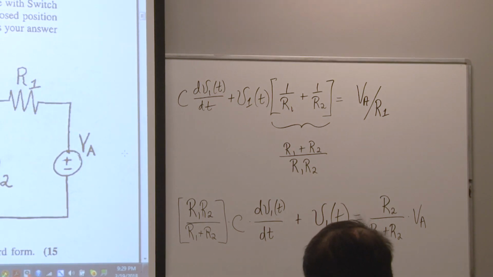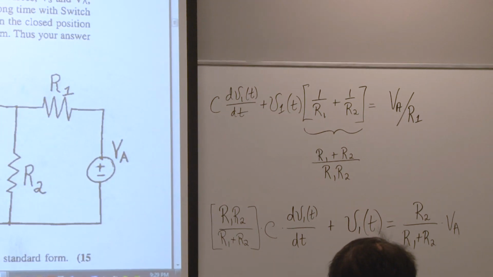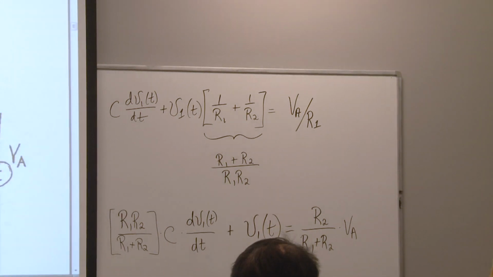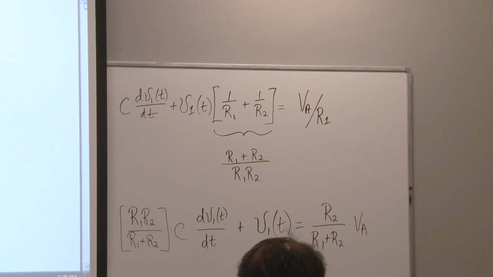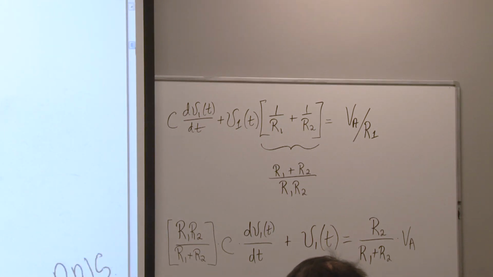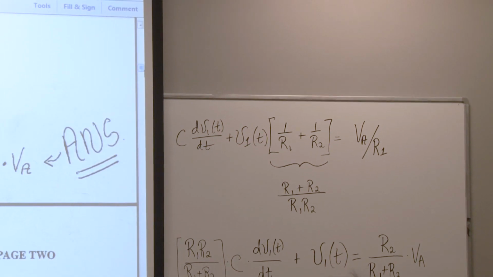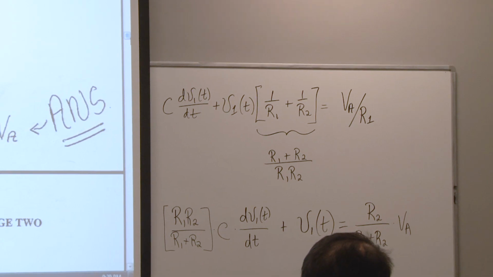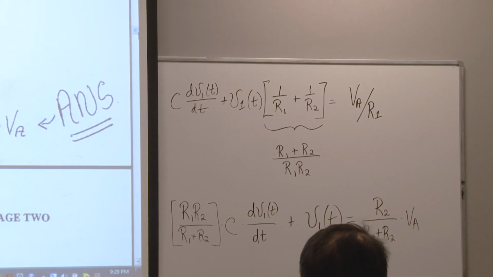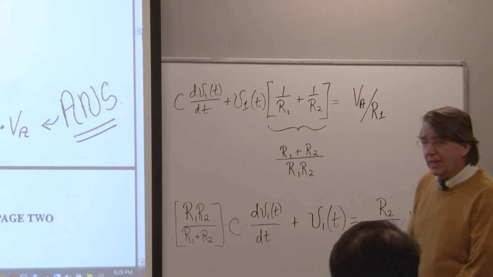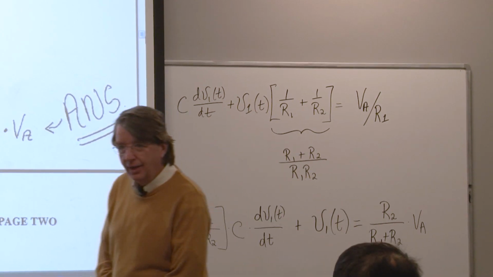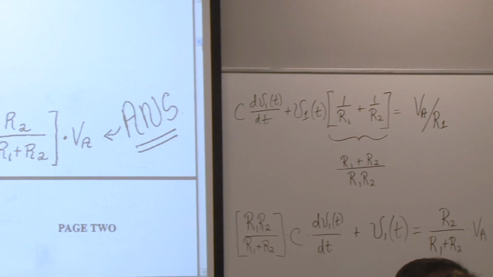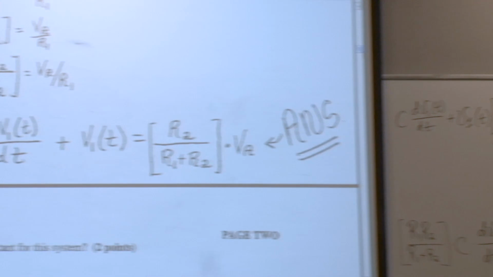Now, while you're writing that down, let me check my solutions. I would be very embarrassed if I'm wrong. R1 R2 over R1 plus R2, times C, dV1, boom. Looks good. Let me pause. How are we doing? I think someone has a question.